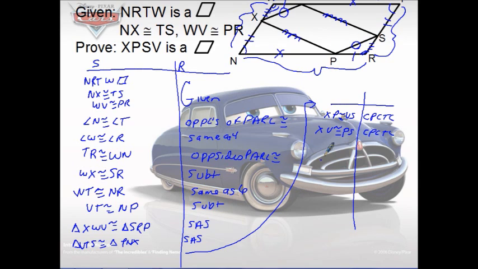Which means XPSV is a parallelogram. My reason, if both pairs of opposite sides of a quadrilateral are congruent, parallelogram.